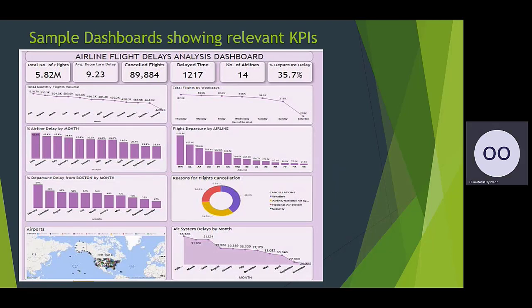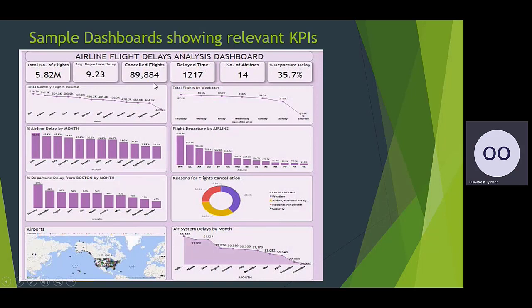So this was a project, and there were reasons for cancellation. Some flights were cancelled, about 89,894 flights. There were different reasons. We have weather based, those cancelled due to the national air system, those cancelled due to national holiday, and those cancelled due to security. So these were the four major reasons for cancellation in the data. You can see it using this pie chart.